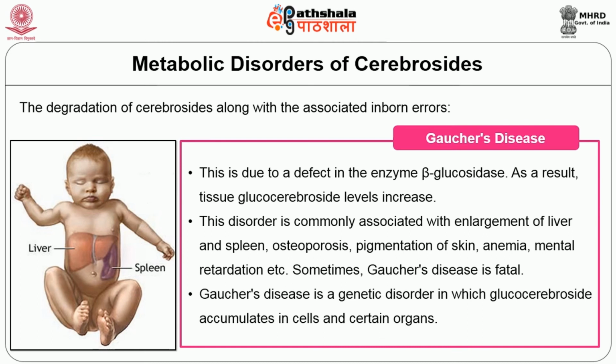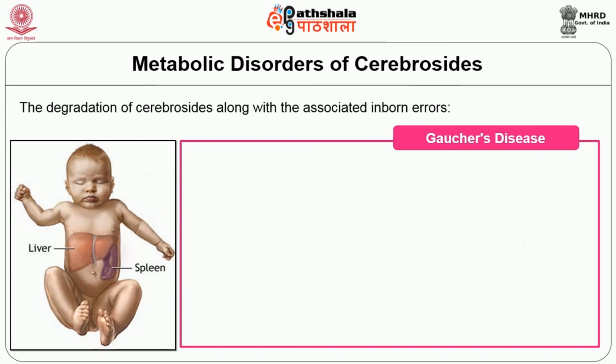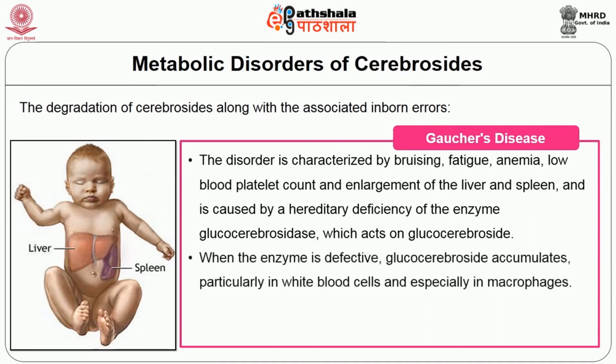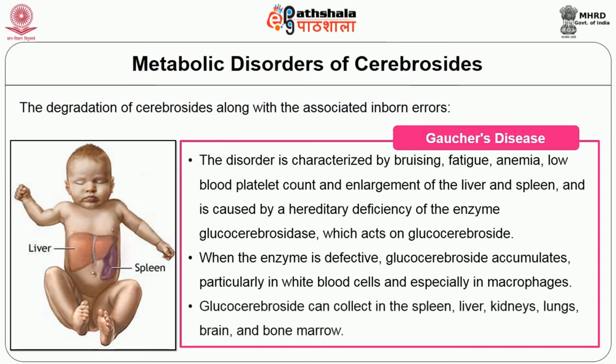Gaucher's disease is a genetic disorder in which glucocerebroside accumulates in cells and certain organs. The disorder is characterized by bruising, fatigue, anemia, low blood platelet count and enlargement of the liver and spleen, and is caused by a hereditary deficiency of the enzyme glucocerebrosidase, also known as glucosylceramidase, which acts on glucocerebroside. When the enzyme is defective, glucocerebroside accumulates particularly in white blood cells, especially in macrophages. Glucocerebroside can collect in the spleen, liver, kidneys, lungs, brain and bone marrow.